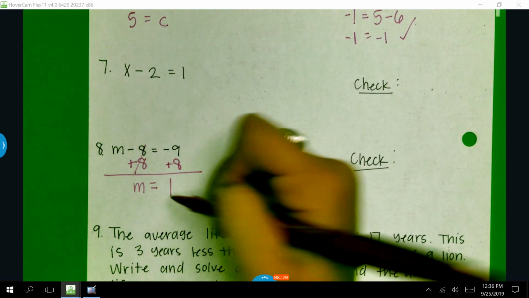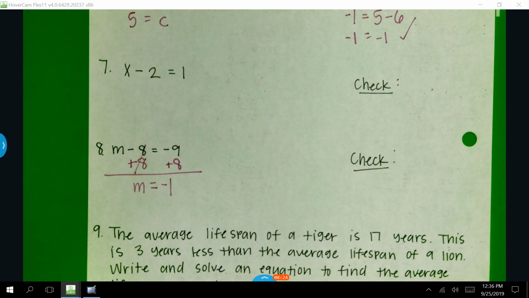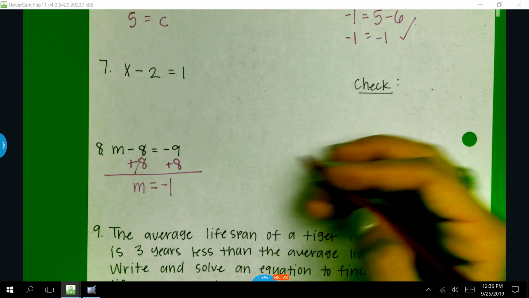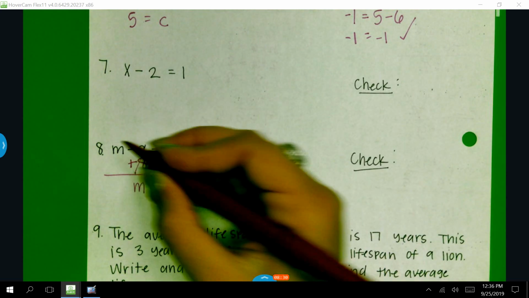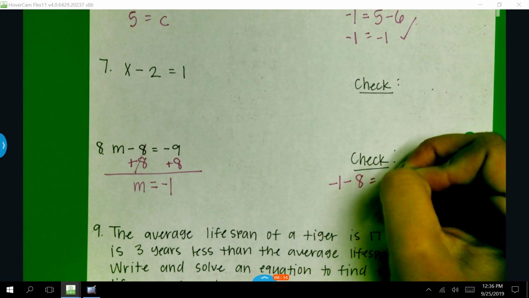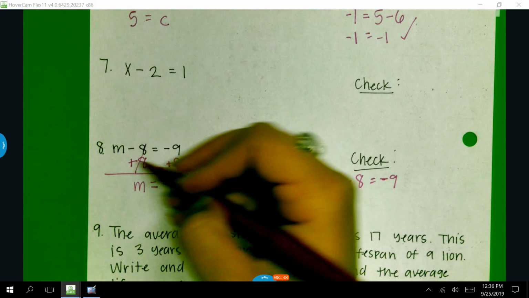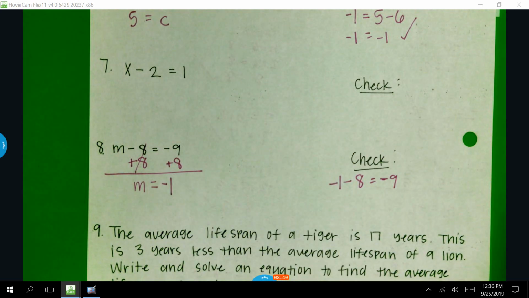1. What type of 1? Negative 1, because 9 is larger than 8. So when we check it, M is negative 1, so that means I'm plugging in negative 1 right there. So negative 1 minus 8 equals negative 9. So you're just copying that problem down, plugging the negative 1 in for M.